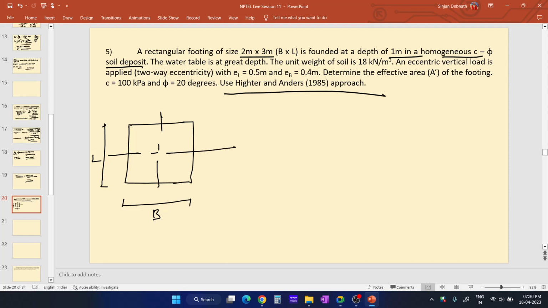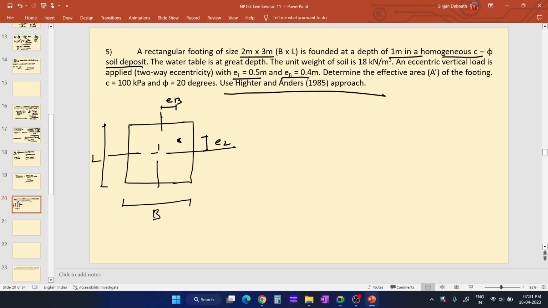Suppose the eccentricity, so let us point out the eccentricity. EL is 0.5 meter, that is along the length. Suppose it is over here, this is EL, and this one is EB. EB is 0.4 meter. Suppose this is the point where the load is acting. So now we need to find out the effective area of the footing.